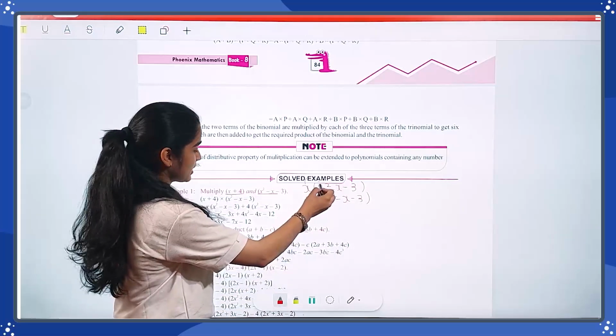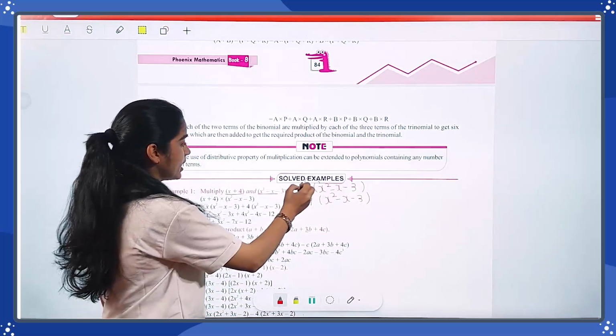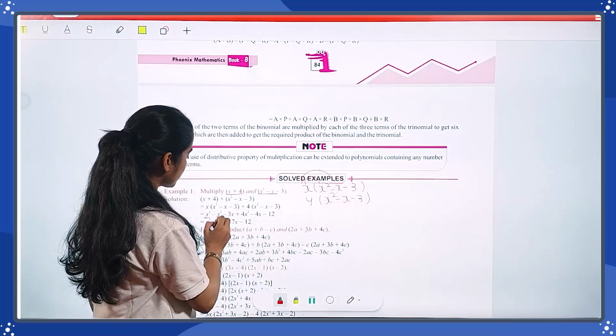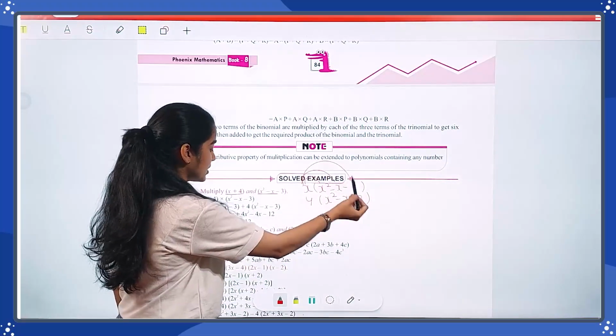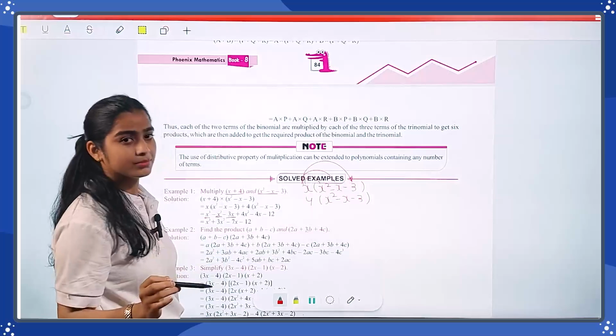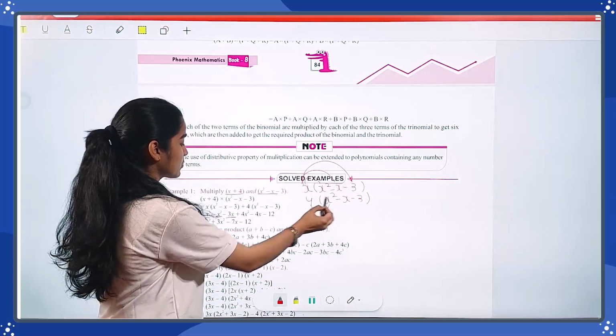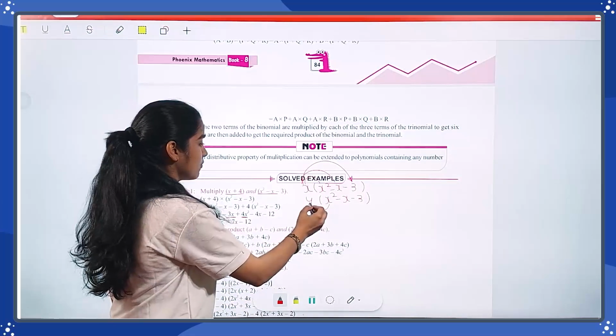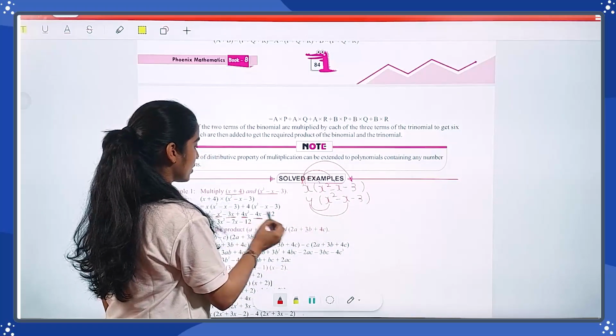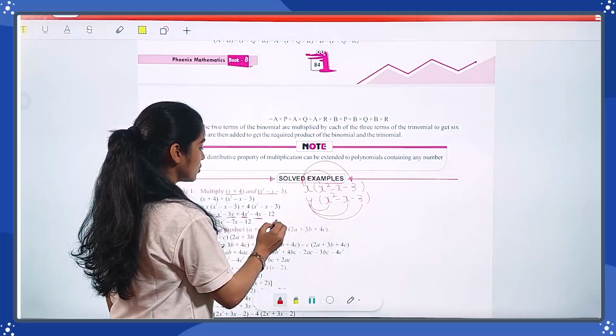x multiplied by x square is x cube, x multiplied by minus x is minus x square, x multiplied by minus 3 is minus 3x. Okay, 4 multiplied by x square is 4x square, 4 multiplied by minus x is minus 4x, 4 multiplied by minus 3 is minus 12.